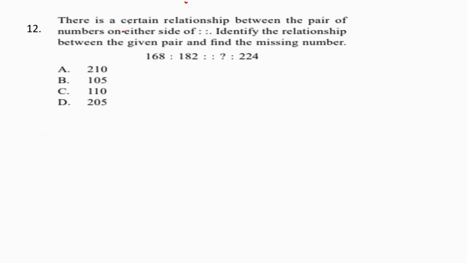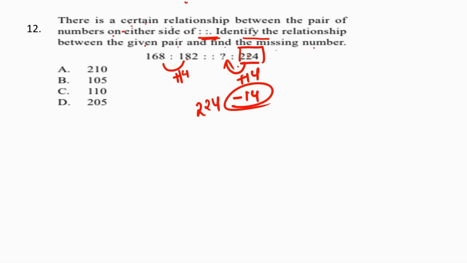Moving on to the next question, there is a certain relationship between the pair of numbers on either side of the double colon. Identify the relationship between the given pair and find the missing number. If we see, the first number and the second number is increasing by 14. So basically the second number should be increased by 14. So over here we need the previous one. So in reverse, we should subtract 14 from 224. When we subtract 14 from 224, we get 210. So option A is the answer.